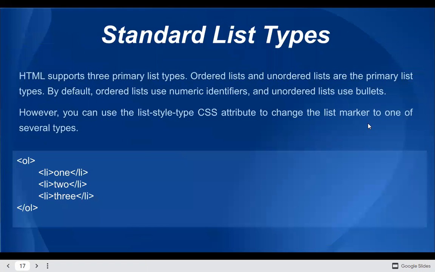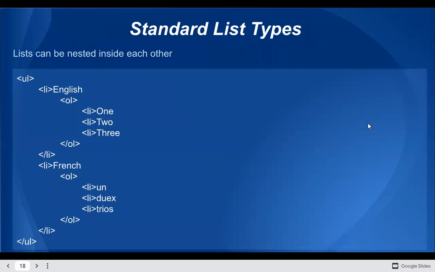Okay. Now let's move on. Standard list types. What are standard list types? There are two standard list types. Three actually. One is the ordered list. By default, an ordered list uses numeric identifiers and an unordered list uses bullets. So when we use an ordered list, like here in this example, we have 1, 2, 3. It will be represented numerically as 1, 2, 3.